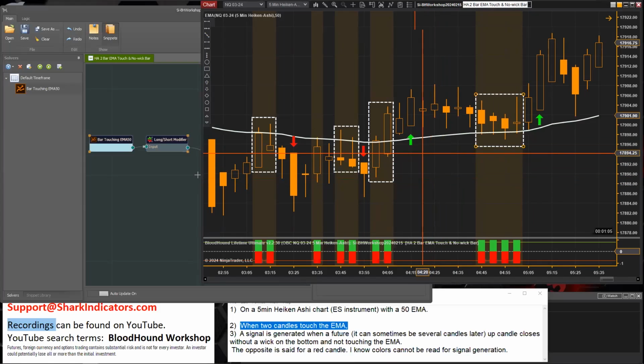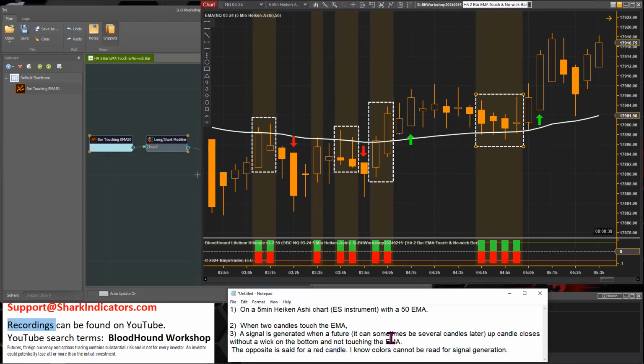So yeah, all right. Next thing is, we need to take this first condition and extend it forward in time until we get that no-wick bar, right? Because we don't know how many bars it's going to take. Right here, it only took one bar. But all of these other three examples here, it took 2 bars. And the explanation here is that sometimes it can take several bars, right?